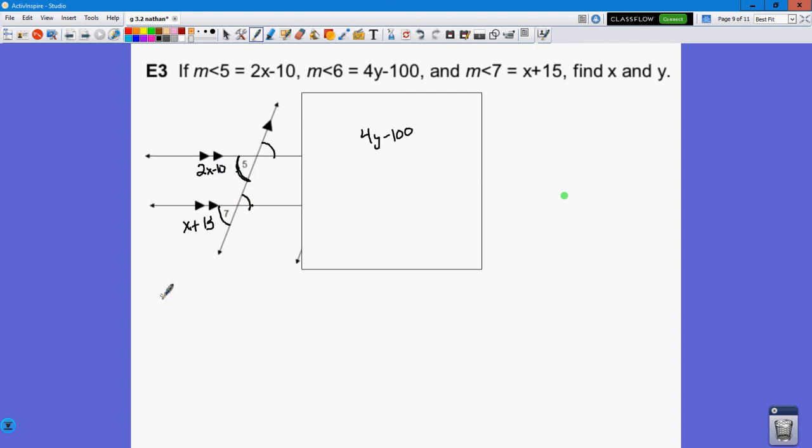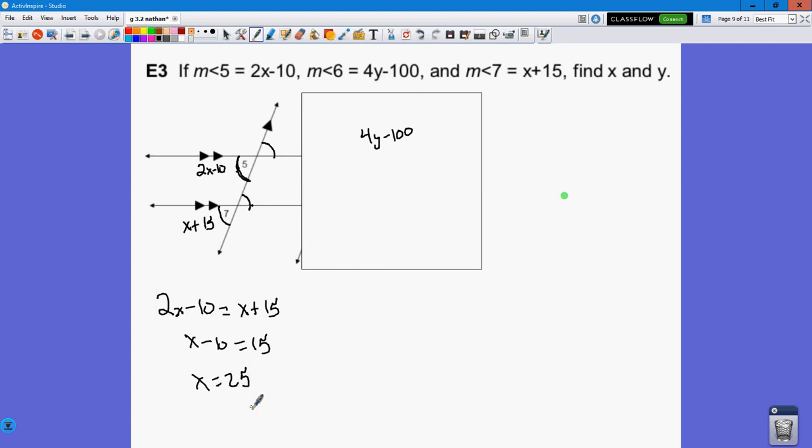What does that tell me about 2x minus 10 and x plus 15? They equal each other. If, by chance, one of them had a mark on it and one of them didn't have a mark on it, what would you do with the 2 numbers then? Add them together and set them equal to 180. Those are the only 2 possibilities. They're either equal or they add up to equal 180. Subtract x from both sides. Add 10.